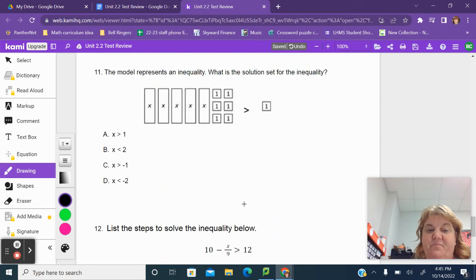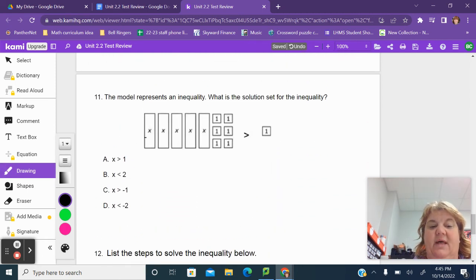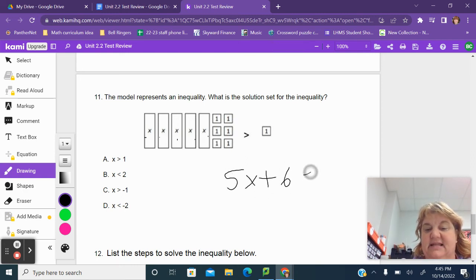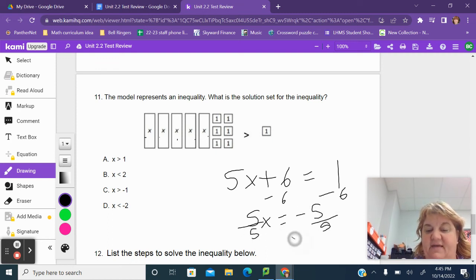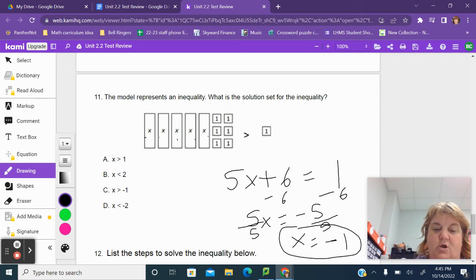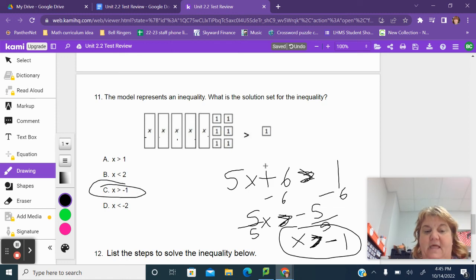Okay, we're almost done. Let's model it and then solve it. 1, 2, 3, 4, 5x plus 6 equals 1. Minus 6, 5x equals negative 5. Divide by 5, x equals negative 1. Not equals. Okay, it should have been this way, this way, this way. So x is greater than negative 1.